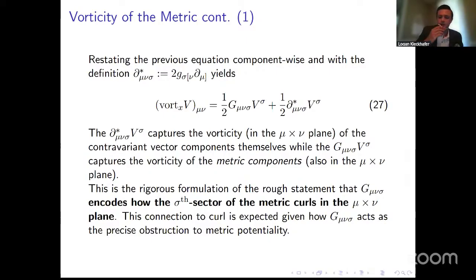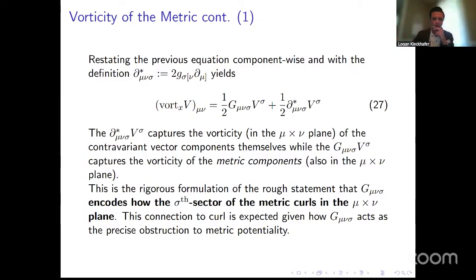And the reason why this split is helpful is because G, capital G, is encoding the anti-symmetric partial derivatives of the metric, while partial star is evaluating the anti-symmetric partial derivatives of the contravariant components of the vector field.